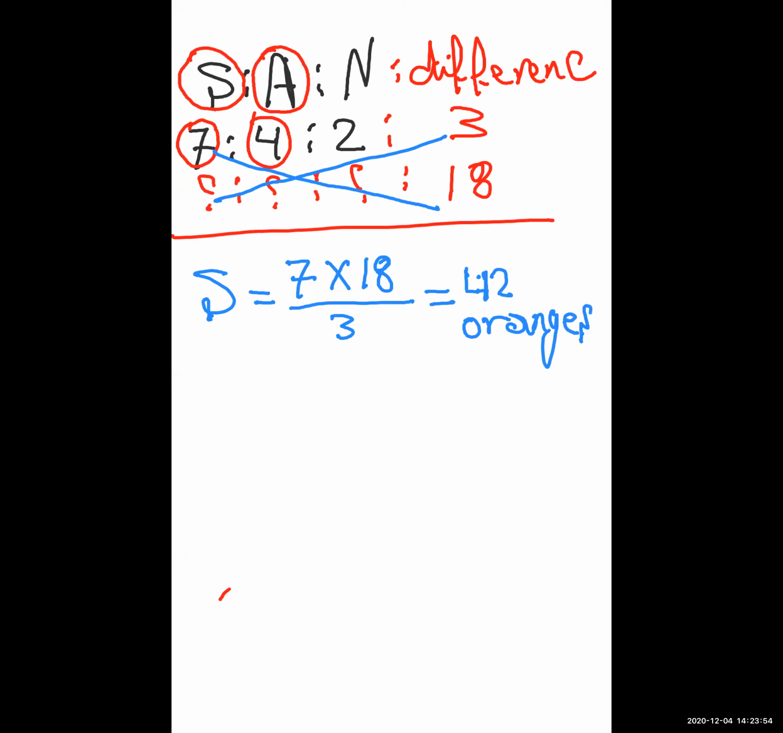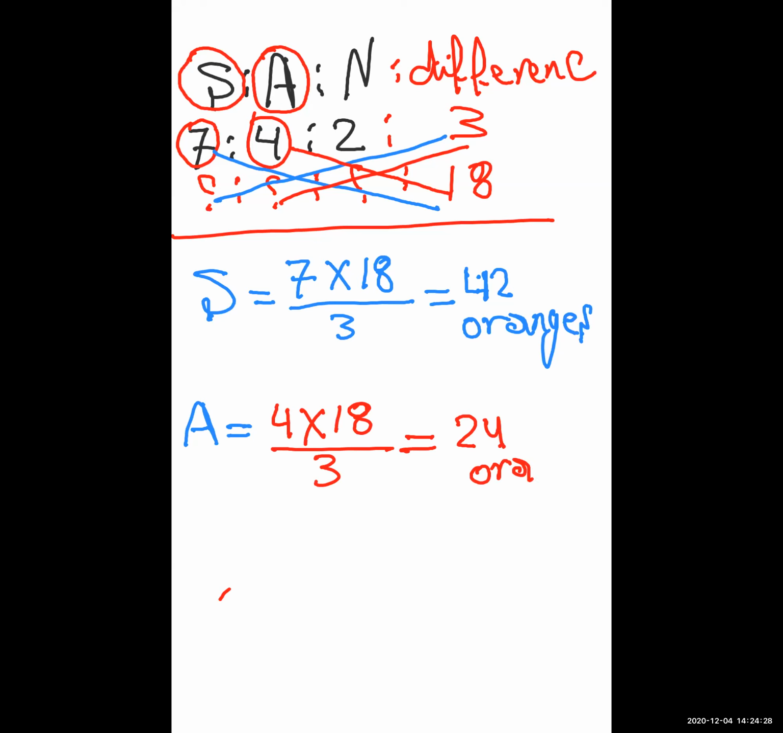Okay, then the share of Abir. Abir will equal, again, use the cross multiplication: 4 times 18 divided by 3. So it will equal 24, of course, oranges.